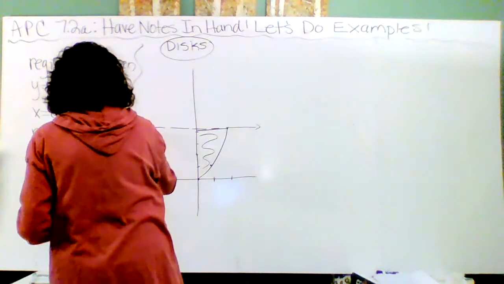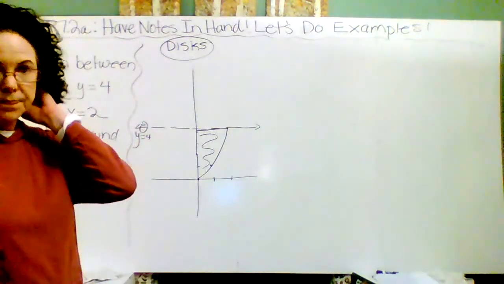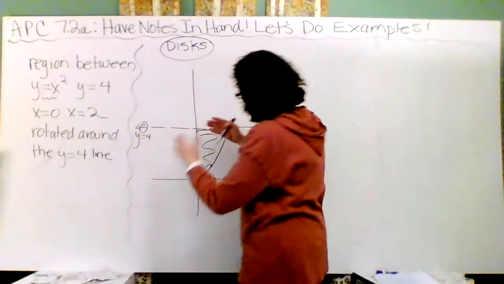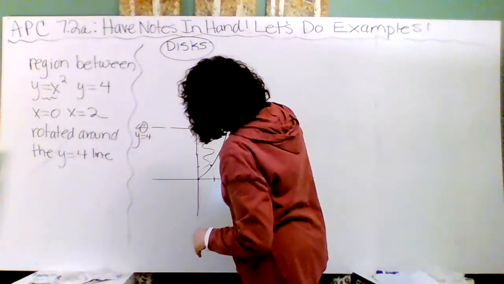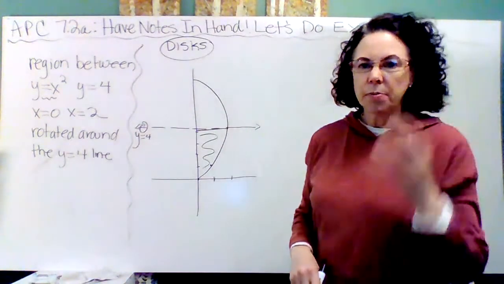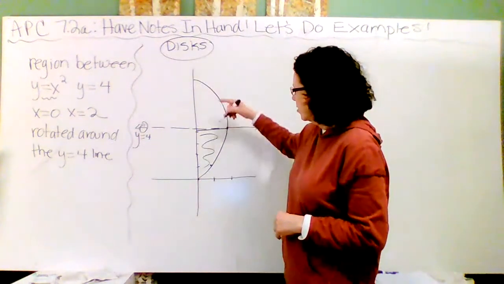I'm going to remind myself this is y equals 4, and there's my rotation. The next thing I'm going to do is just rotate this region 180 degrees, right? I don't shade it in. I'd like to know where my original region is, right? So it's rotated across here.